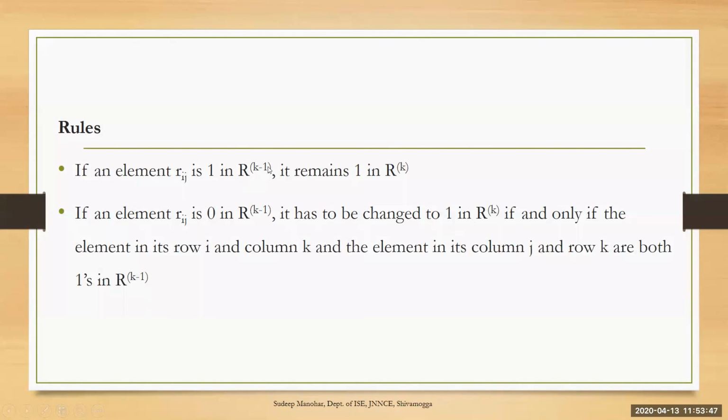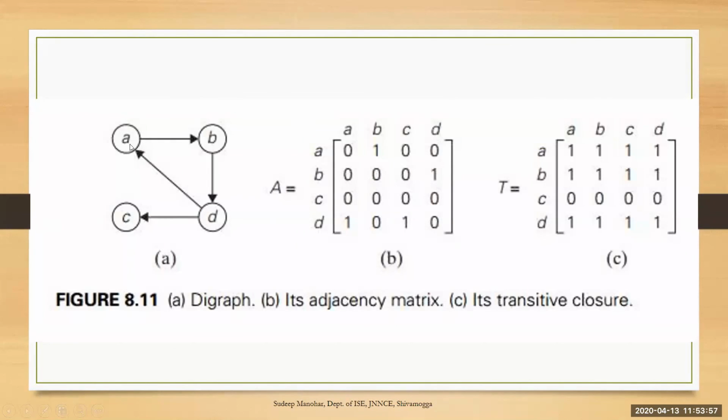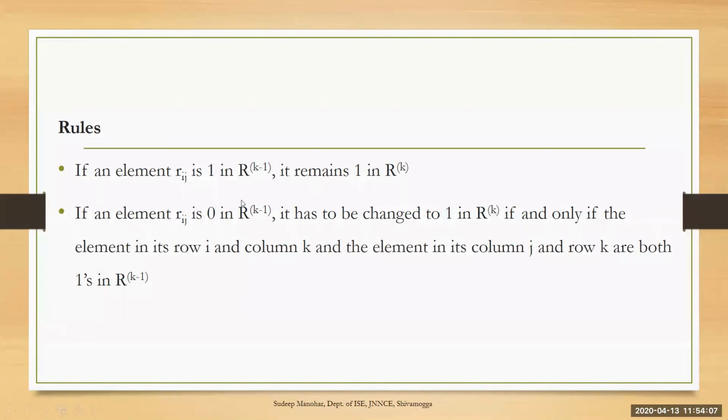So what is this k? Let us see. This k is nothing but the number of vertices in the graph. Okay, that means what? In this example, there are 4 vertices. If there are 4 vertices, then what is the value of k? The value of k is 4. Okay. Now, if the value of k is 4, then how many stages does this algorithm have to pass through? It has to start from R0. Next, it will pass to R1, R2, R3. Okay, R3. So likewise, it will continue.